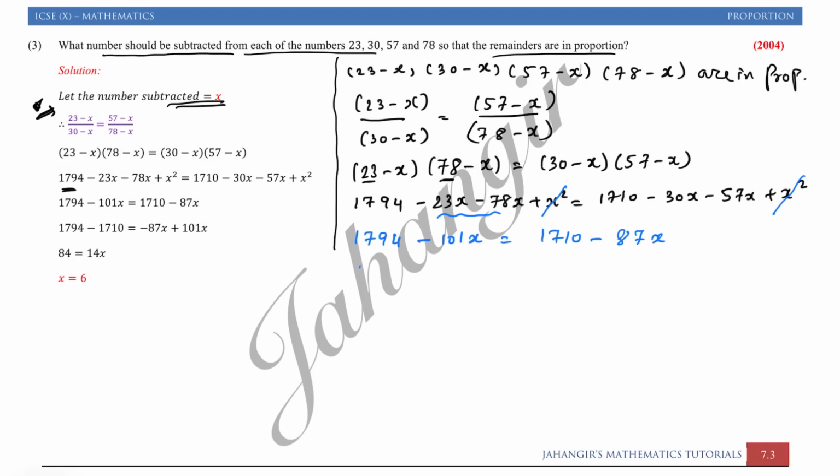Now collecting like terms, 1794 minus 1710 is equal to 101x minus 87x. So subtracting this, you will get 84 is equal to 14x. So therefore x is equal to 6. This was quite a simple question, and this type of question you may get for 3 marks.